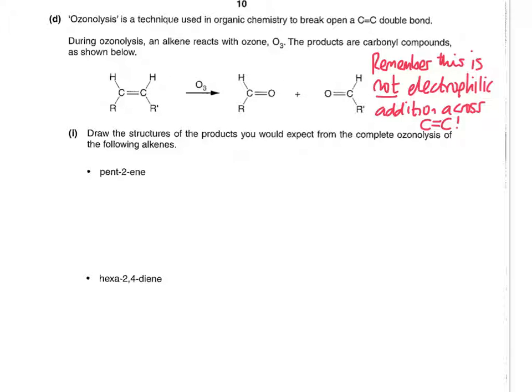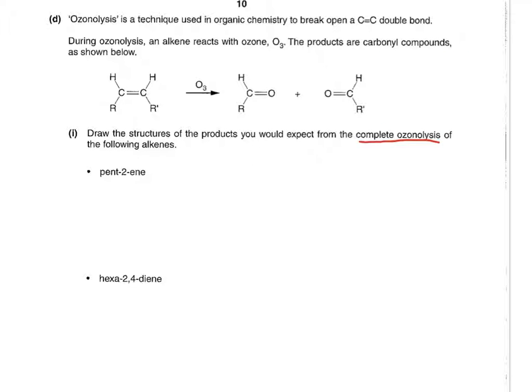So let's have a look at what they want us to do. It says, draw the structure of the product you would expect from the complete ozonolysis. So let's be careful here. It's the complete ozonolysis of the following alkenes. So we start by drawing pent-2-ene.